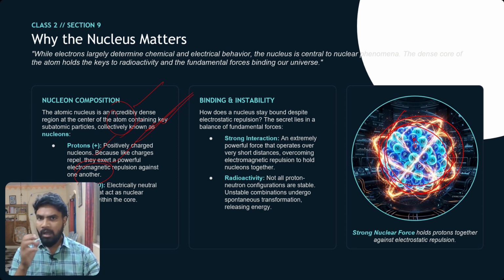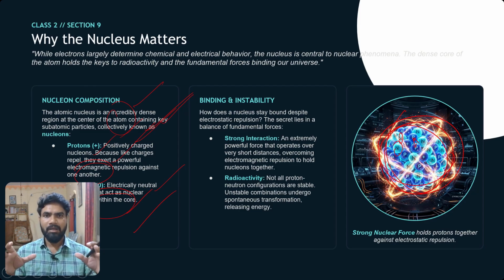We will see that. So here comes the utility of the neutrons, which have no charge. Electrically, neutrons are neutral nucleons that act as nuclear stabilizers within the core. Because protons are exerting a repulsive force against each other, the neutrons stay in between and try to neutralize that force. That's why the core or nucleus of the atom will remain stable for a certain period, and it depends on how many protons and how many neutrons are there in that particular atom.